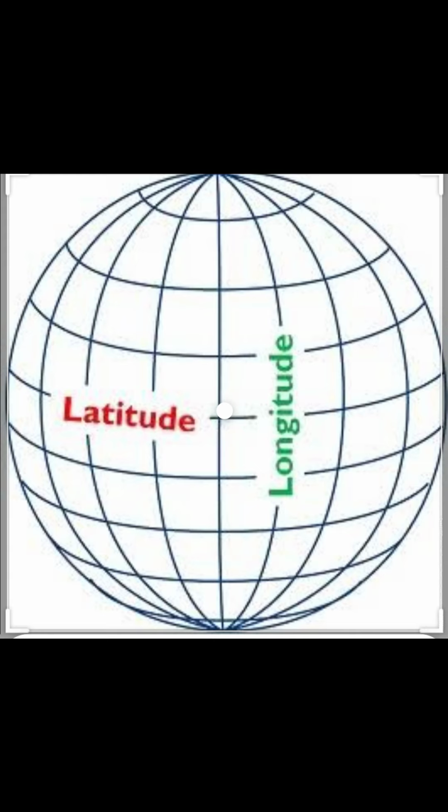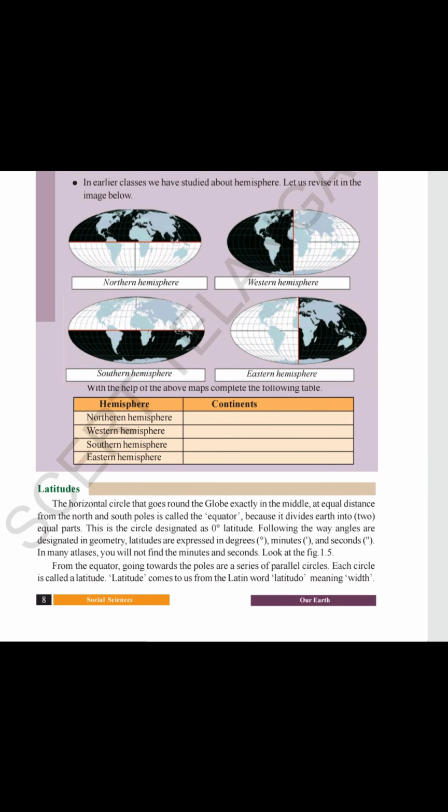Latitudes are the horizontal lines that are drawn on the globe. You can see the horizontal and the vertical lines here. The horizontal lines are called latitudes and the vertical lines are called longitudes. The horizontal circle that goes around the globe exactly in the middle, at equal distance from the north and south poles, is called the equator because it divides the earth into two equal parts.